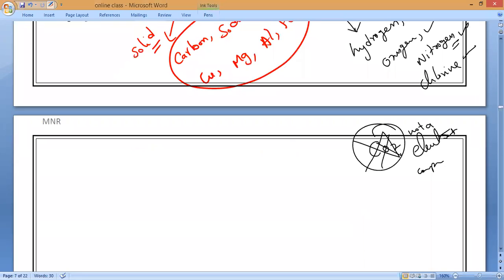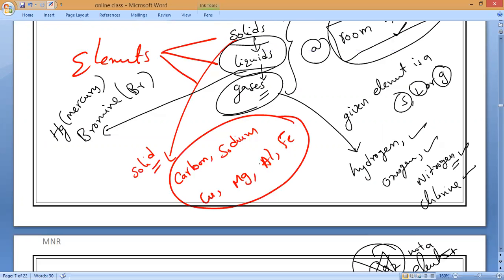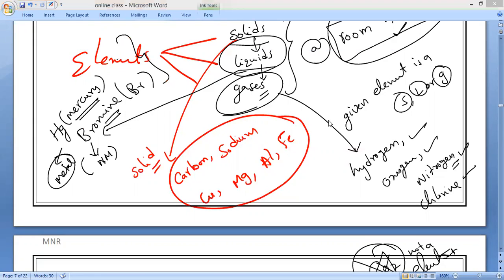So these are the examples of liquids and solids and as well as gases at room temperature. Remember, only two elements are liquids at room temperature. Everybody should learn that. What are the only two elements which are liquids at room temperature? Mercury, only mercury and as well as bromine. One is non-metal and another one is what? Metal. Okay, so these are the only two elements at present till today which are liquids at room temperature.